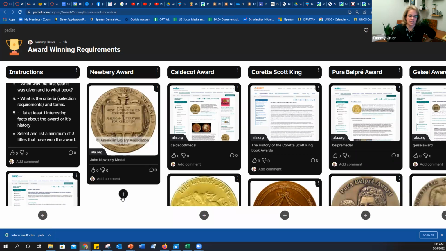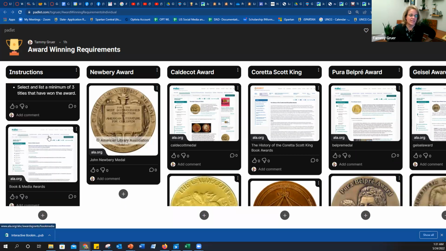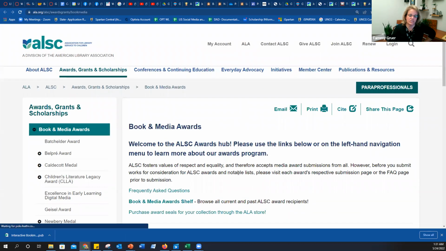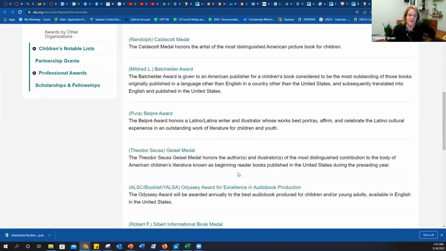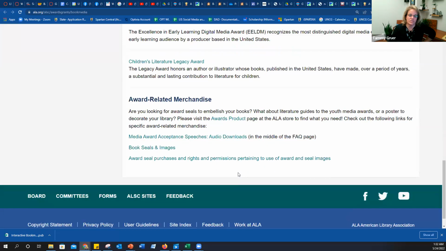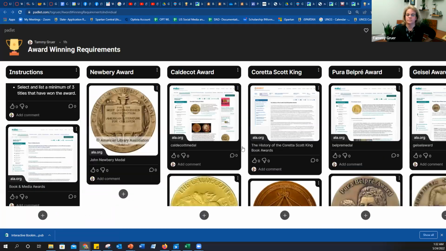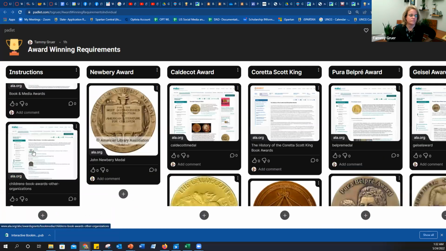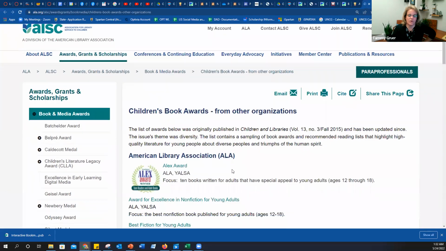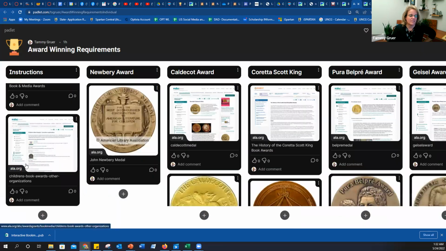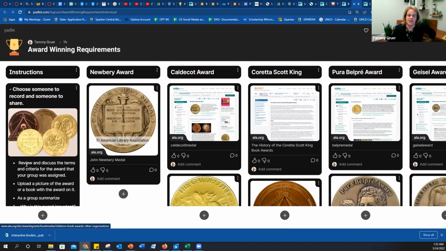All right, so you can just click below that. If you click at the very next piece underneath the instructions, that's where it takes you to that list of all the different awards so that you'll have those all in one spot. Those are Book and Media Awards. The second one is the first link I sent you to that has everything listed. And then those are your 3 links there under the instructions.